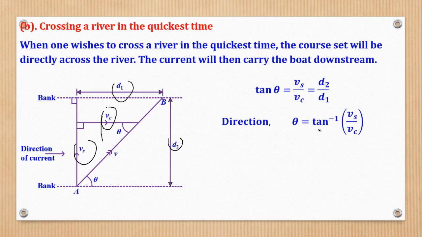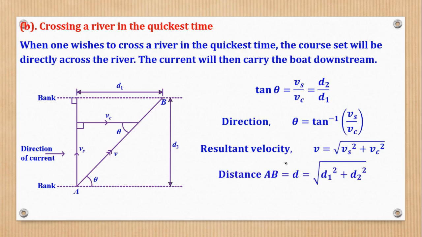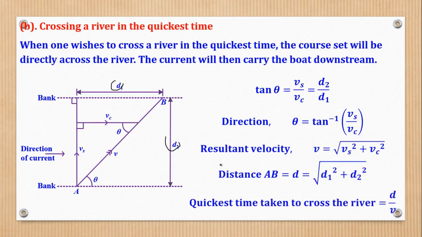Therefore, direction can be got from either this or this, depending on what is given. Then the resultant velocity can be got by Pythagoras theorem, and the distance by Pythagoras theorem also. And the quickest time will be d over v. Now that d is the distance from here up to here, because we said the distance used must be in the direction of the resultant velocity.